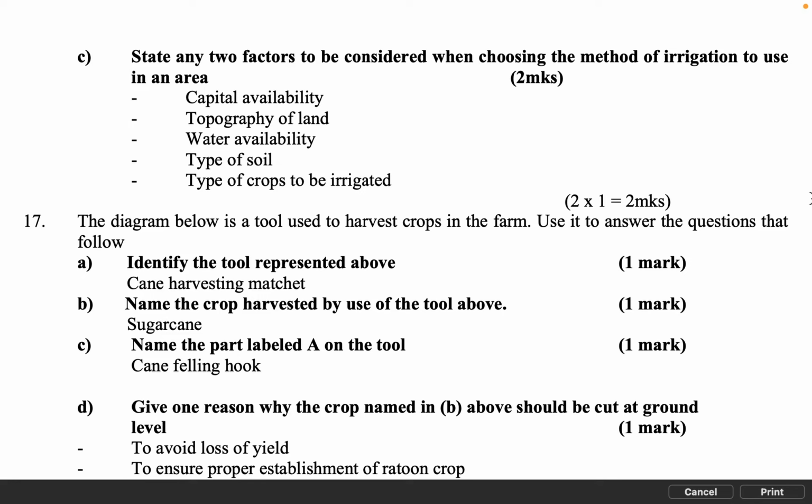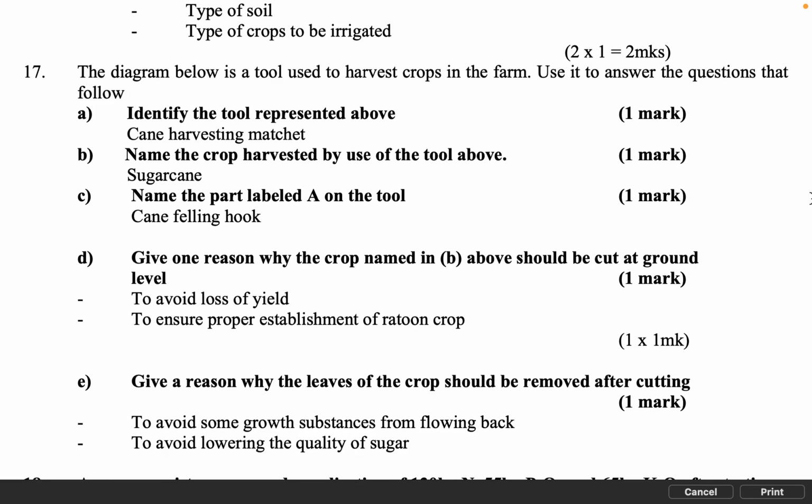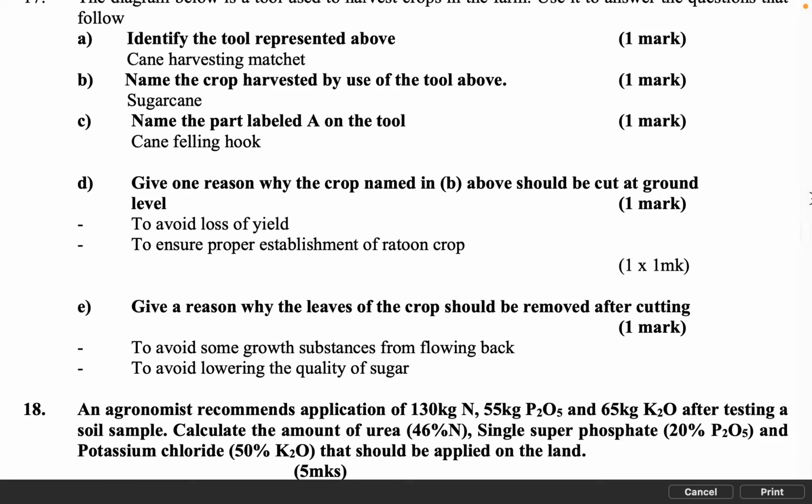17. The diagram below is a tool used to harvest crops in the farm. Use it to answer the questions that follow. A. Identify the tool represented above. 1 mark. Cane harvesting machete. B. Name the crop harvested by use of the tool above. 1 mark. Sugarcane. C. Name the part labeled on the tool. 1 mark. Cane felling hook.